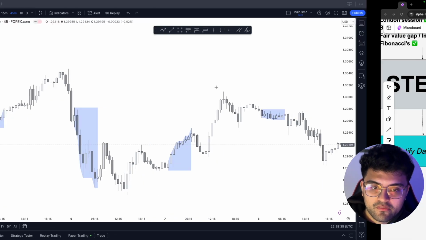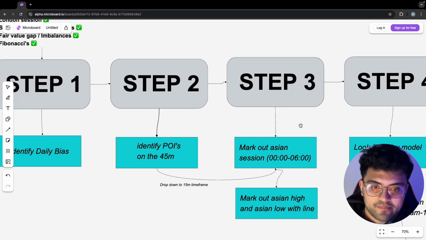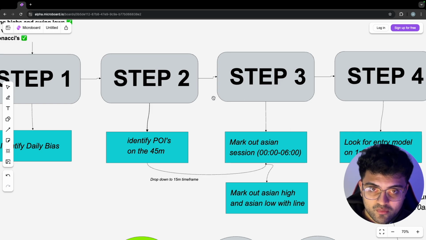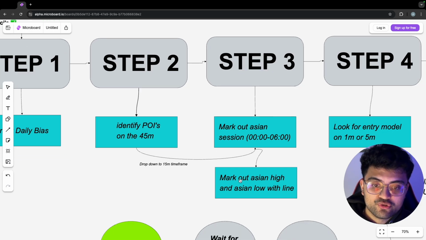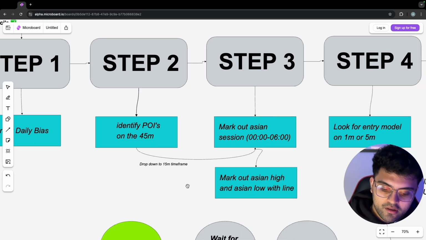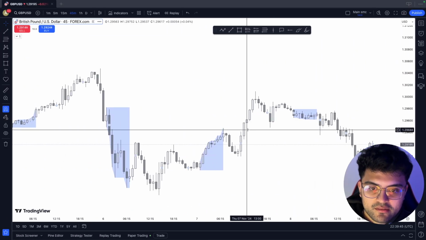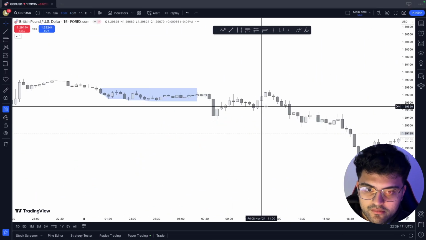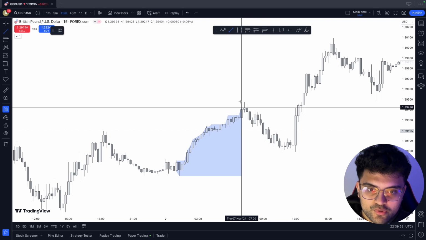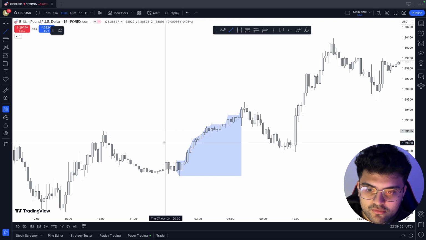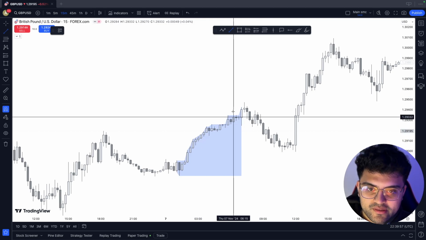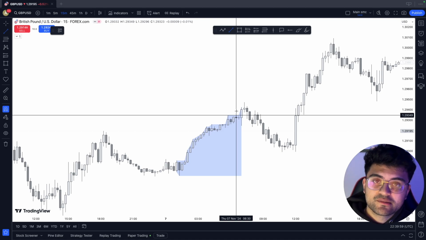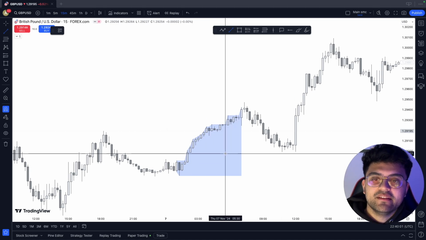But now that that is out of the way, we can go on to our step 3, which is mark out Asian session, which we've done with the indicator. And then we go on to marking out our Asian high and our Asian low. So if we look at the example of which I actually took the trade on, we would have marked out our Asian high, which is from midnight, somewhere there, midnight all the way to 6 a.m. We want to find the highest point in this shaded area and the lowest point.